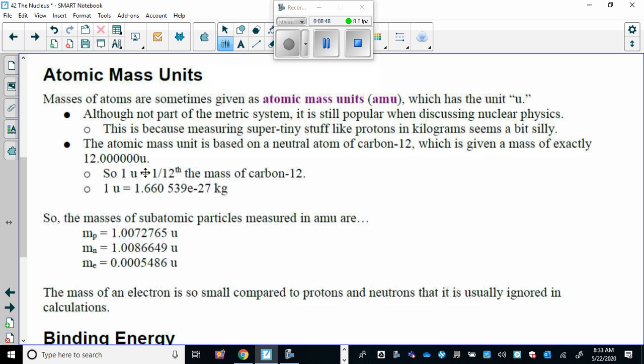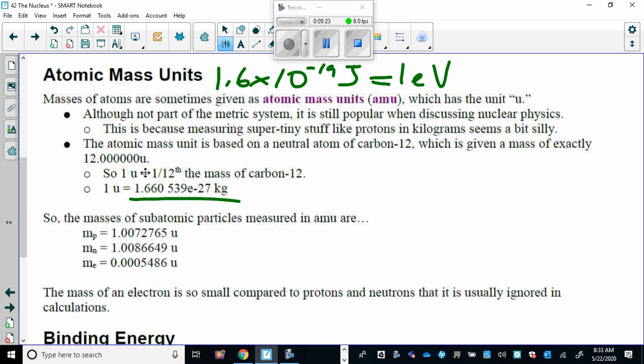It's just a way, because everything is really small, just like electron volts. Instead of using this number for energy, we like to just say that this equals 1 electron volt, just because it's an easier number to use. Same with atomic mass units. Instead of having to use this number all the time, 1.660539 times 10 to the negative 27, we just say that that equals 1 atomic mass unit.